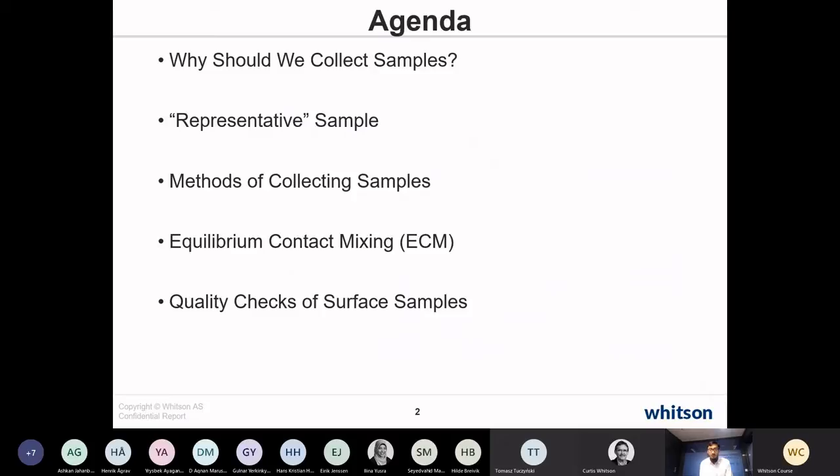And then we will talk about this ECM method, equilibrium contact mixing, that Matthias mentioned yesterday. And then we will look at the quality check of the surface samples, the separator samples, and there will be an exercise related to it. How do you check the equilibrium of the separator samples? And then we will be doing this exercise on flash calculation that we haven't done yet. So we will do that exercise, and that will be connected to the equilibrium check of the separator samples.